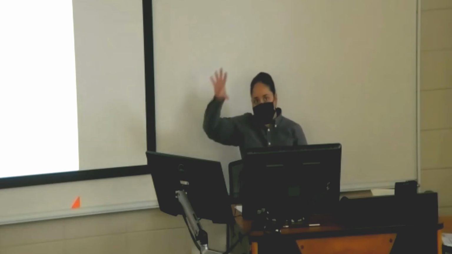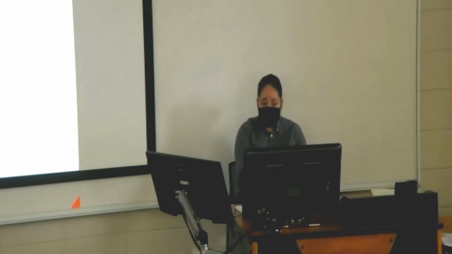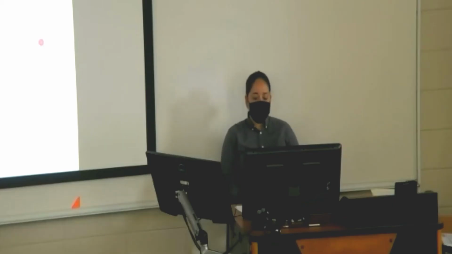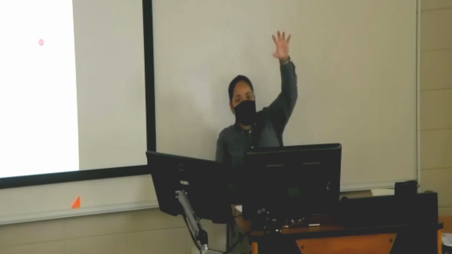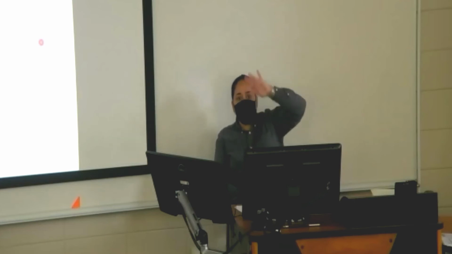We do want to see those combinations, right? We do want to see the presence, that frequency. And also, another characteristic to ensure that my sequences are representative is that each group precedes and follows each group once. We don't want a repetition of these groups. I don't want it to be that, with the shuffling, group A appears and then group A appears and then group A and then group B. We want it to be basically preceding and following each group once.